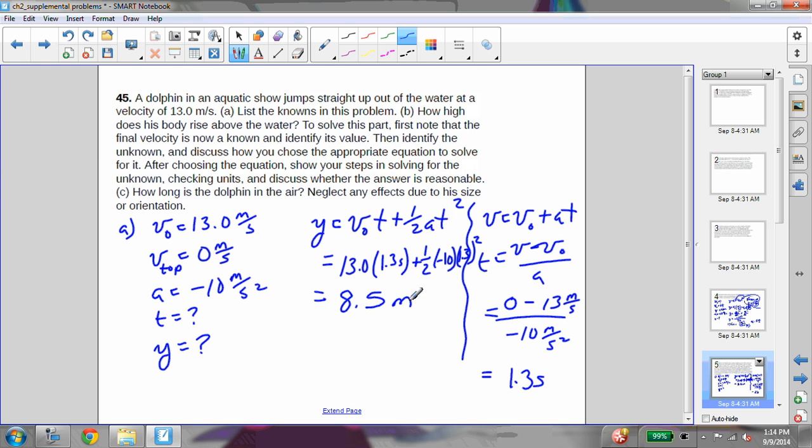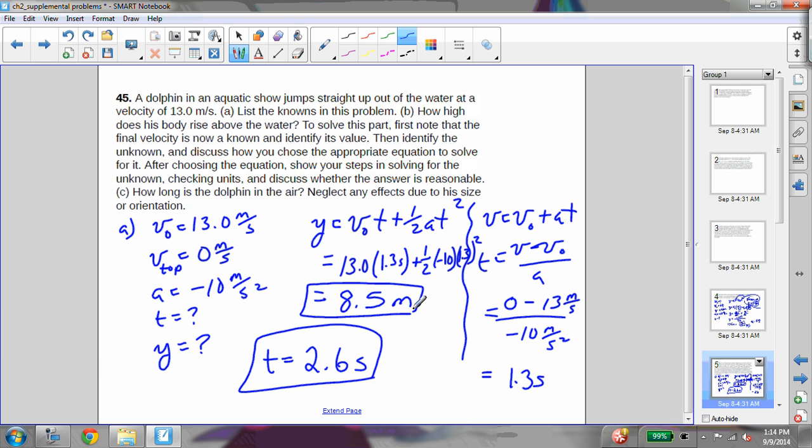Well, it takes 1.3 seconds to get up to the top, so that means that the total time in the air is twice that, or 2.6 seconds. So that's part C, and this is part B, and part A was just listing all the knowns.